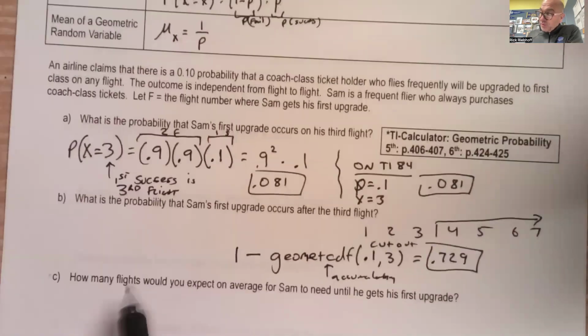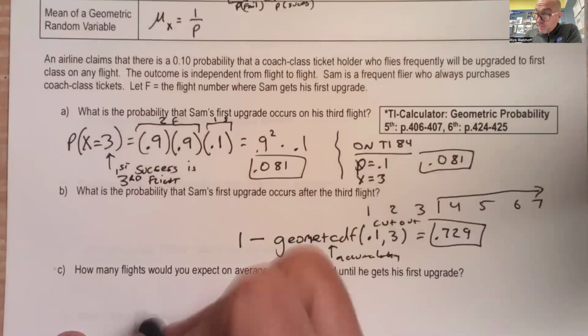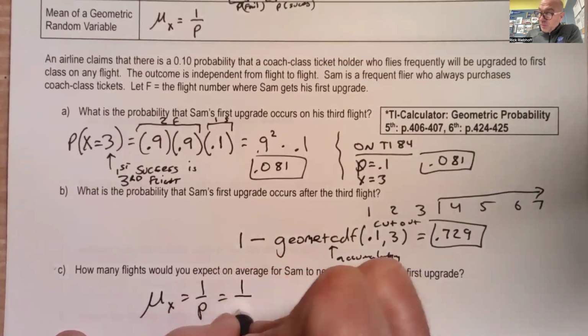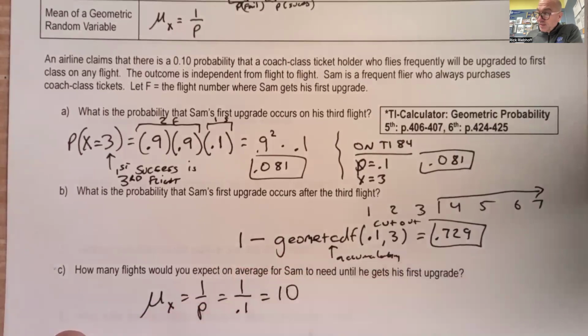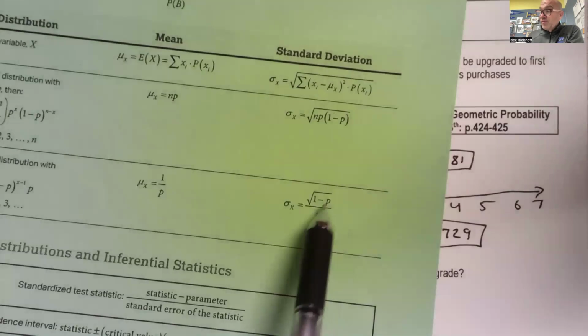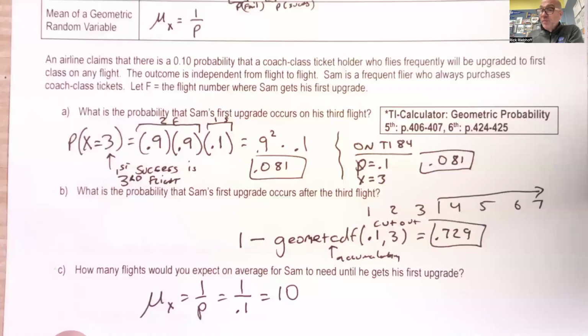Cool. How many flights would you expect on average for Sam to need until he gets his first upgrade? Well, that's going to be the mean, right? And that's just 1 over P. So in this case, it's 1 over 0.1, which is 10. So we would expect on average 10 flights for him to get his first upgrade. If we had to find the standard deviation, of course, it just looks like the square root of probability of failure over the probability of success. Again, this will always be there for you in case they ask. Very, very rare. I've never seen it.